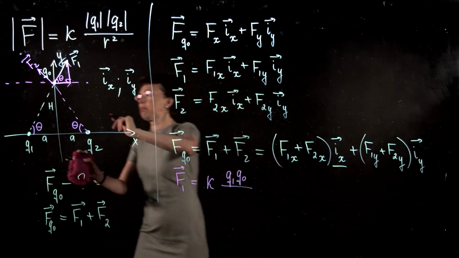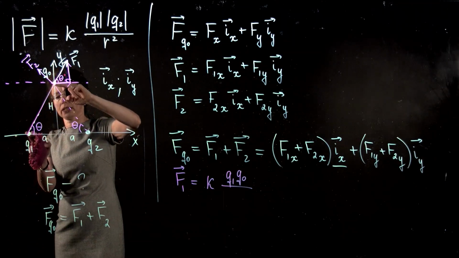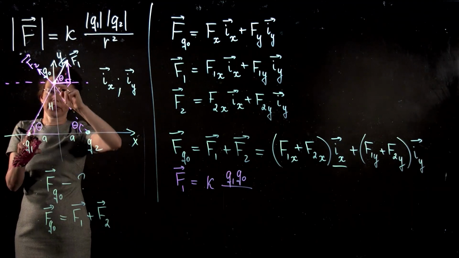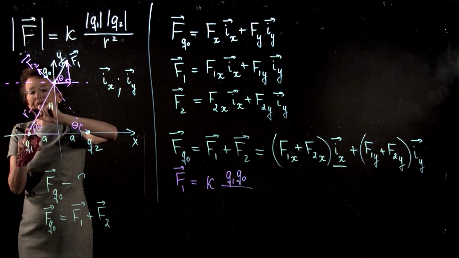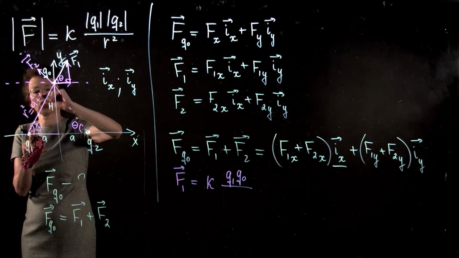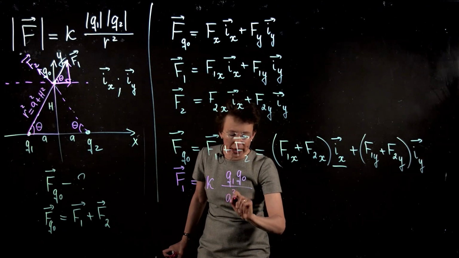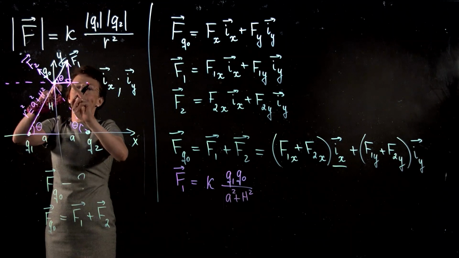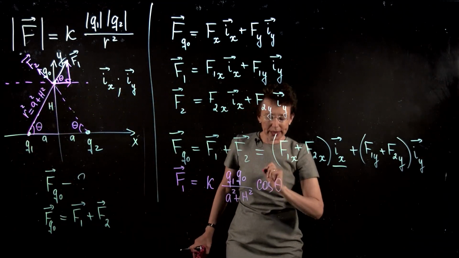q1, q naught divided by distance between these two charges. This is the distance. I will find the distance from this triangle. This is the hypotenuse, let's call it r. R squared is equal to a squared plus h squared. So I divide by distance squared, a squared plus h squared. And this is the magnitude. I need the x component, so I multiply by cosine theta, cosine of the adjacent angle.